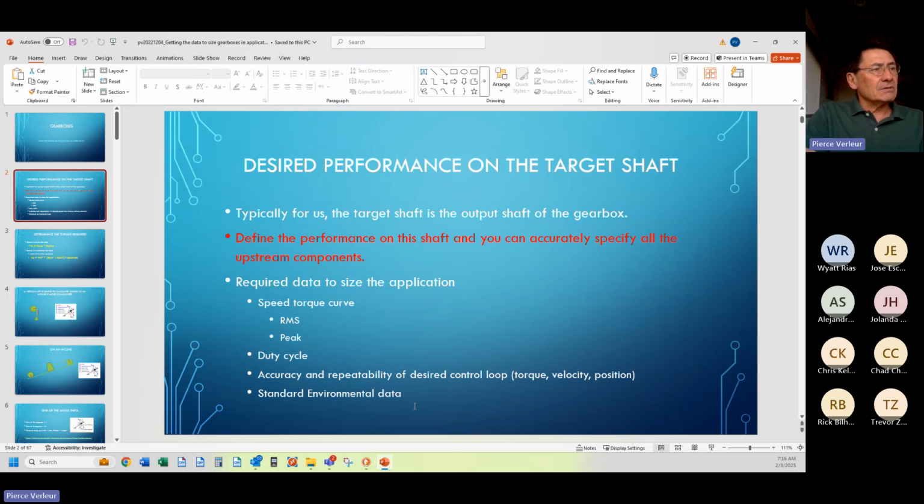Standard environmental data, I don't really need to go over that too much. That's, are you dipping us in acid? Are you spraying us with mud? Is this operating in mil-spec temperature ranges, or is it standard industrial temperature ranges? Maybe it's in a very cold environment. These things you need to define.